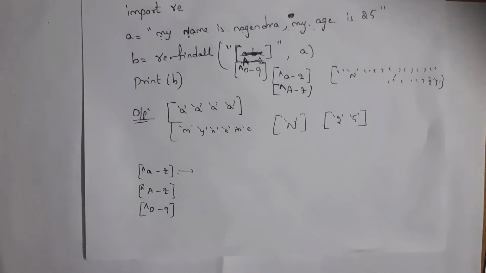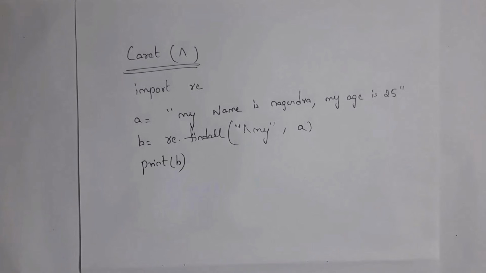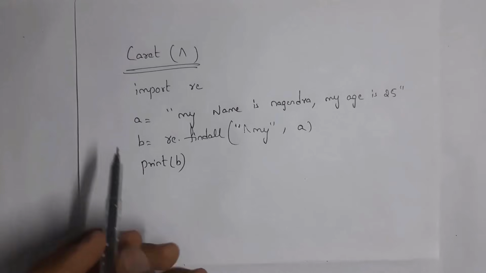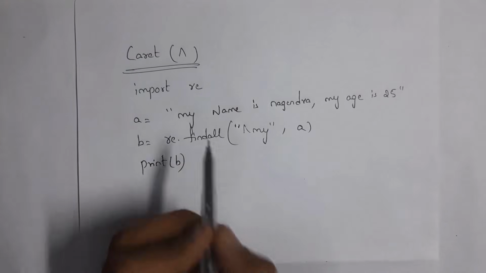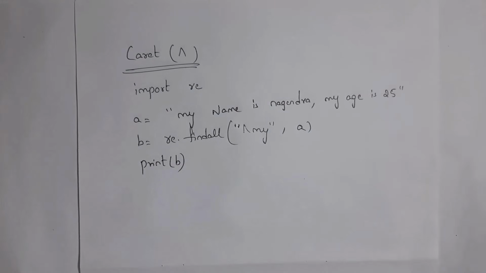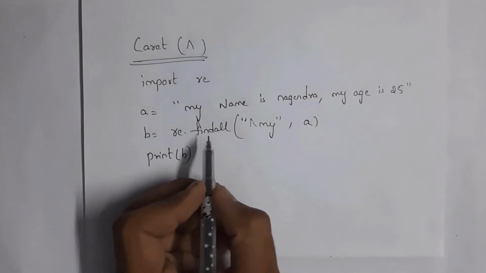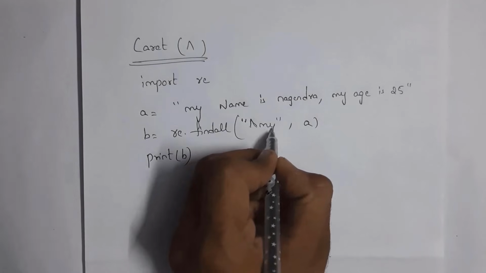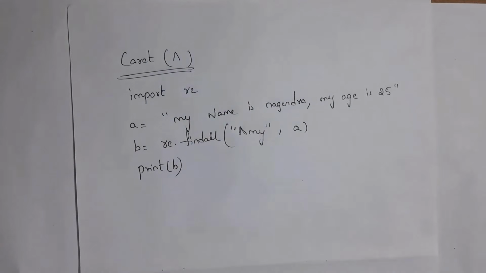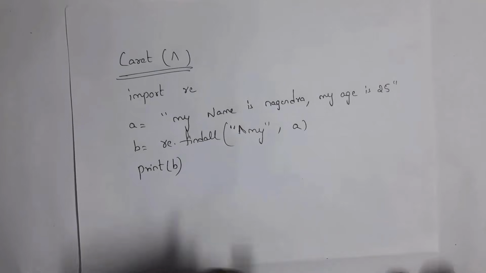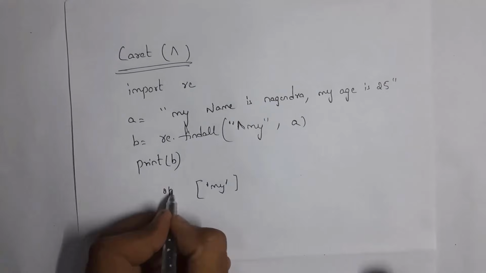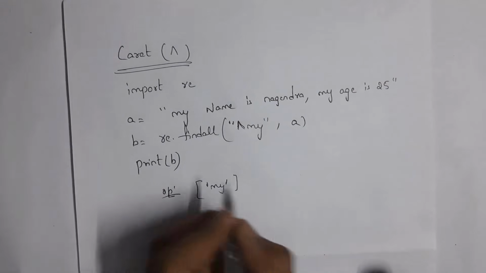Next I will explain the use of the caret symbol. Same example which I took before. Here I am writing b equal to re dot findall. For all meta characters and for all special sequences you can use the findall function. So inside the findall function I wrote caret symbol my. That means it will check whether my is available at first or not. Yes, my is available at first, so it will print my. So inside the list it will represent my in single quotations.